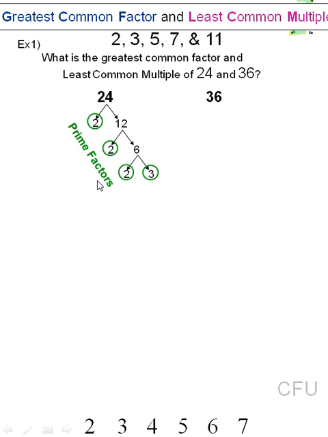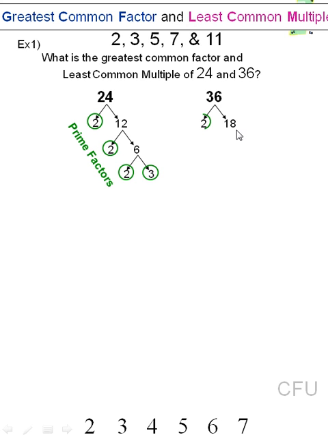Prime factors. Everybody look at 36. Which one of these divides evenly into 36? 2. How about 3? Yes. So I'm going to start with 2. So 2 divides in there, and we get what? 18. 2 is a prime number.